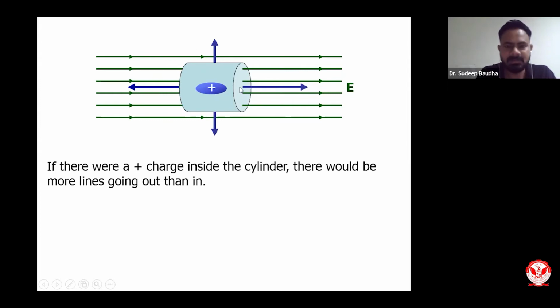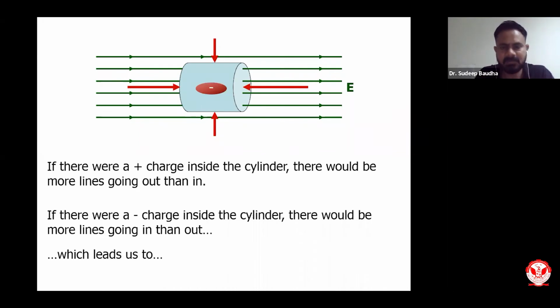And suppose instead of positive, if I have a negative charge, then we can say there will be more lines going in than out. So we have understood three cases from here. The first case was when we have a cylindrical geometry without any charge inside, and we say the net flux is going to be zero. But what will happen if a small amount of charge, whether it's positive or negative, is enclosed by that particular geometry? Of course, there will be some amount of flux.